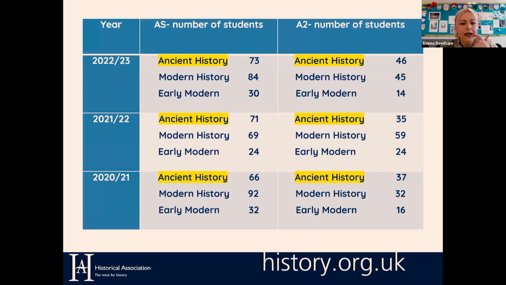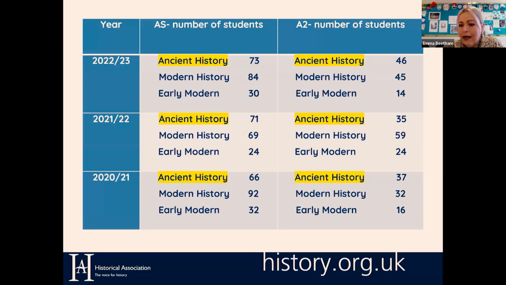And then this year our entry was, as you can see, 73 ancient history, 84 and 30. So we can see we've got real healthy numbers. This year is just a little bit of a different year, but we can see that it's quite steady numbers, and we're not taking away from the modern or the early modern. We're just adding another layer of history.